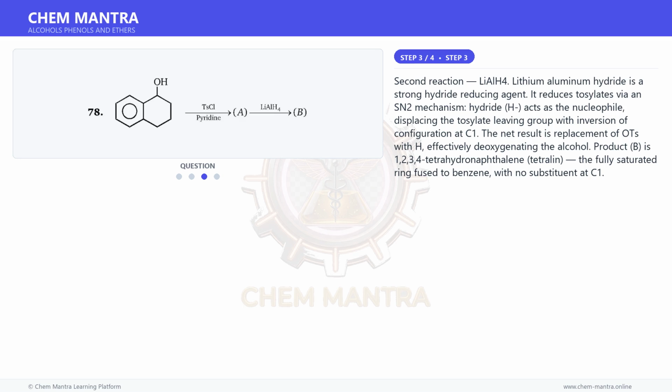Second reaction, LiAlH4. Lithium aluminum hydride is a strong hydride reducing agent. It reduces tosylates via an SN2 mechanism. Hydride, H-, acts as the nucleophile, displacing the tosylate leaving group with inversion of configuration at C1. The net result is replacement of OTs with H, effectively deoxygenating the alcohol. Product B is 1,2,3,4-tetrahydronaphthalene, tetralin, the fully saturated ring fused to benzene with no substituent at C1.